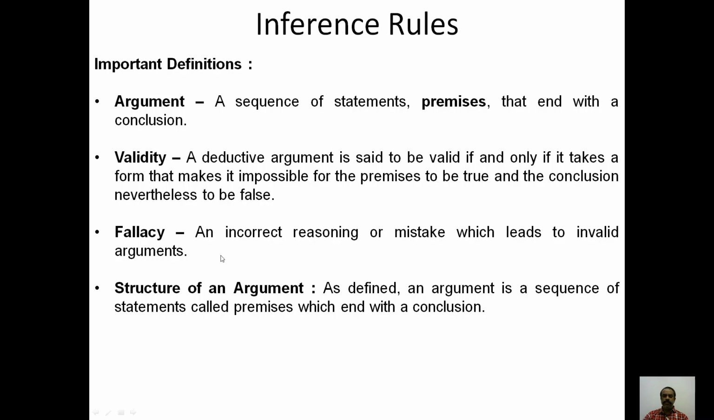And fallacy. This is an incorrect reasoning or mistake which leads to invalid arguments. That we call fallacy. And the structure of an argument normally will have a sequence of statements which we normally call premises that end with a conclusion. So this is a short overview on inference rules.